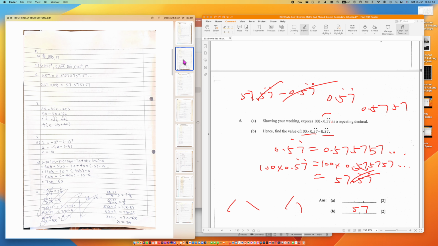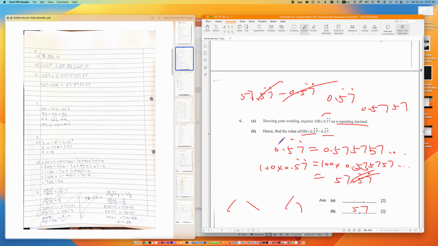You did not do the second part. Oh yeah, I didn't. The question asks you to show your working. You need to show the 0.57 in this format, with the dots for the repeating part.